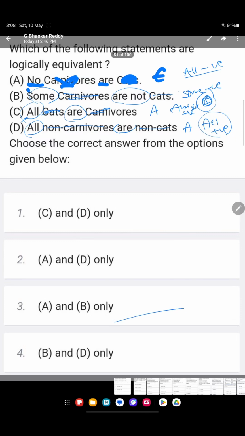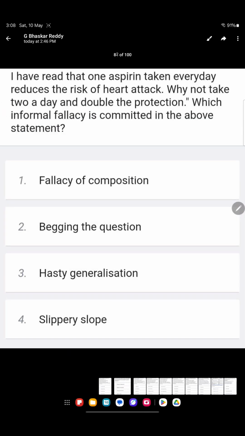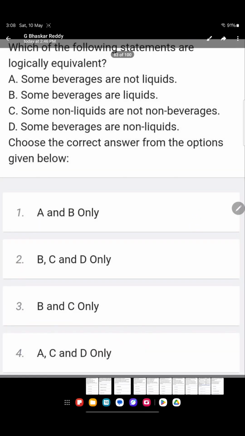Are you getting? So now let us see the same thing here. Not this one, let's go back. Yeah, see, some beverages are not liquid, so which kind of statement is this? Some is there and not is there, so it is O, particular negative. Some or is there, not is not there, so it is I. Some or not is there, O. Some or is there, I.